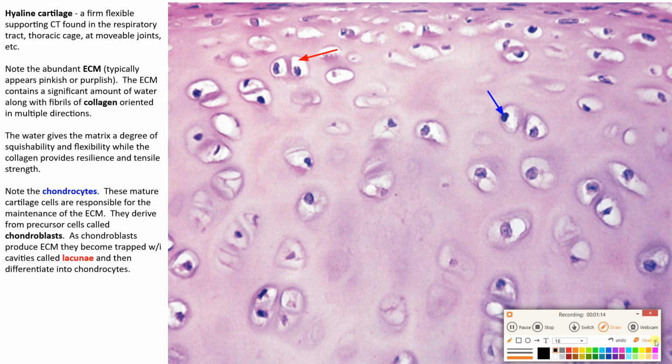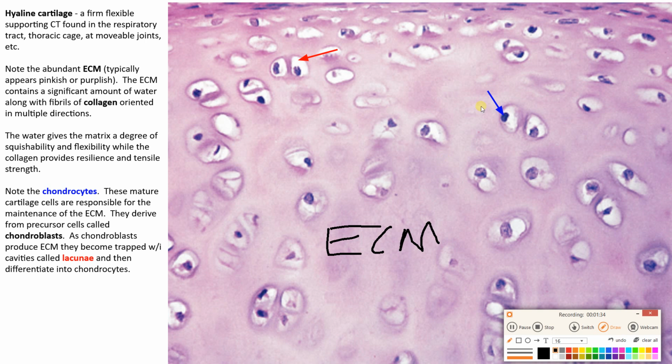It is connective tissue. So notice there is a lot of extracellular matrix, which is usually like a light to dark purple in color. This is all extracellular matrix. It has water in it, which makes it squishy. It also has a lot of collagen in it, going in many different directions, which makes it really strong.